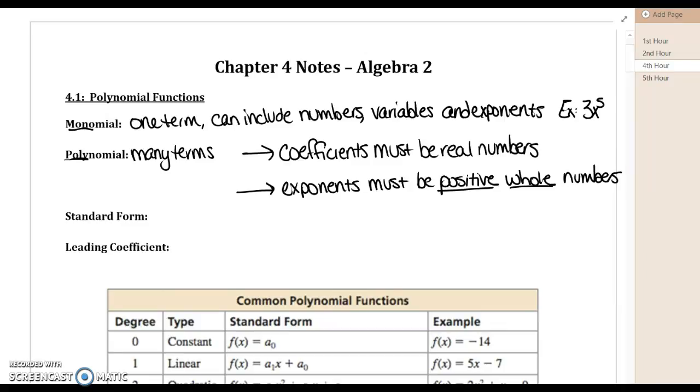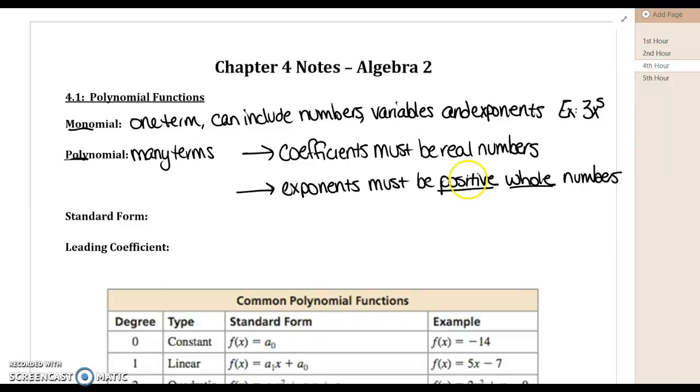So the coefficients have to be real numbers. I want you to think about what are real numbers. Real numbers are pretty much anything. Real numbers can be positive, real numbers can be negative, real numbers can be fractions, decimals. You can even have square roots that are real numbers. The only thing that is not a real number is a square root of a negative number, or i. So the numbers in front of the variables can't be i or square roots of negative numbers. That's the only limitation for the coefficients.